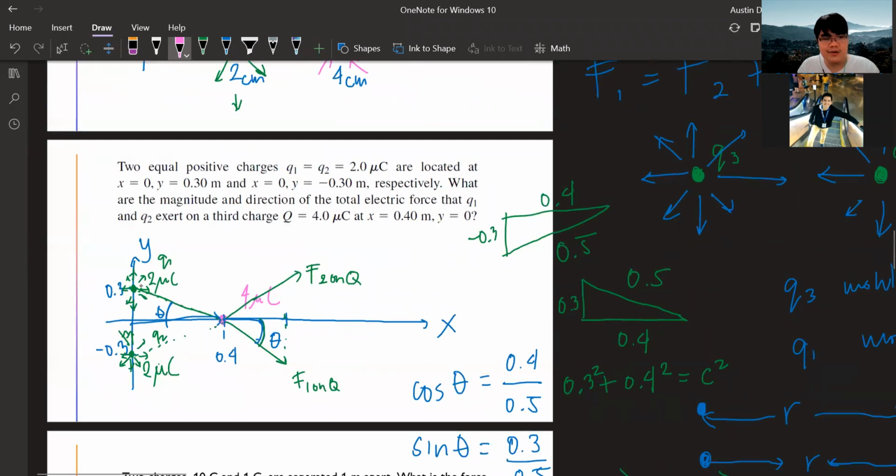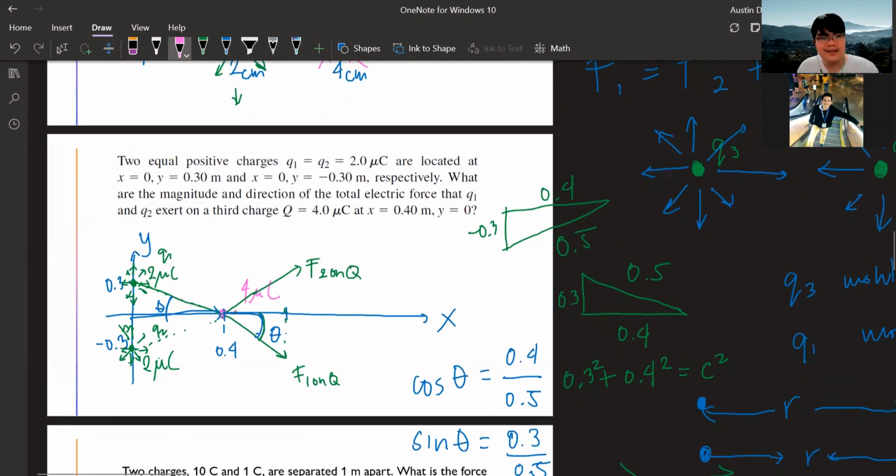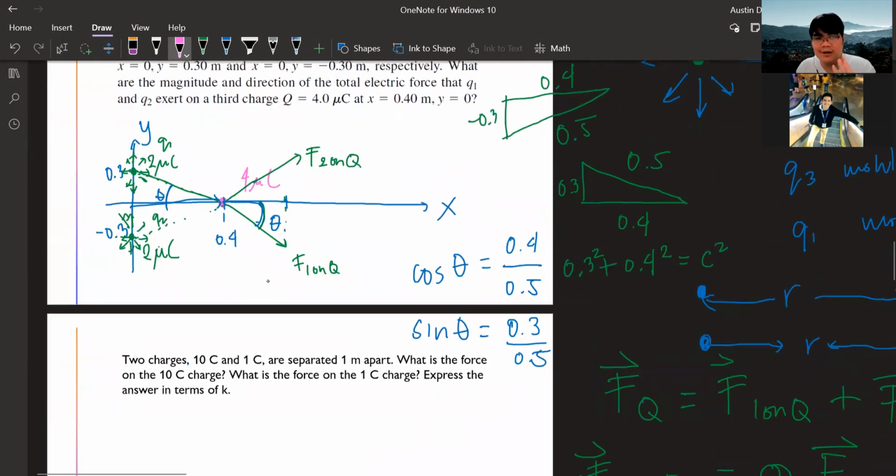So it makes sense na itutulak nung dalawang positive charge to the right yung another positive charge, kasi they would repel each other. Okay? So to the right yung force na mararamdaman nito. And it makes sense lalo na wala siyang Y component, wala siyang vertical component, kasi may symmetry sa system mo. Ibig sabihin nun, yung Q1 mo nakalagay siya sa 0.3, tapos Q2 mo nakalagay siya sa negative 0.3.